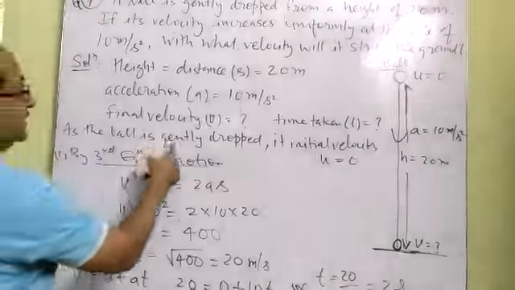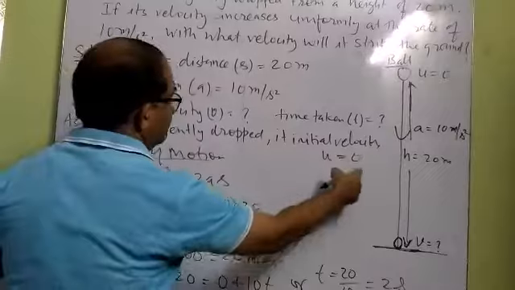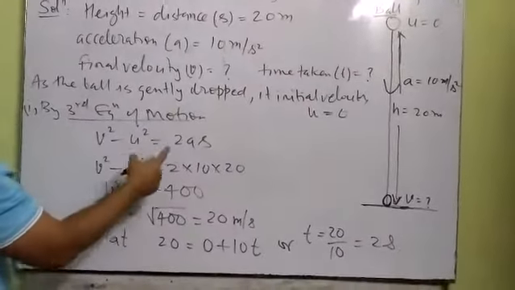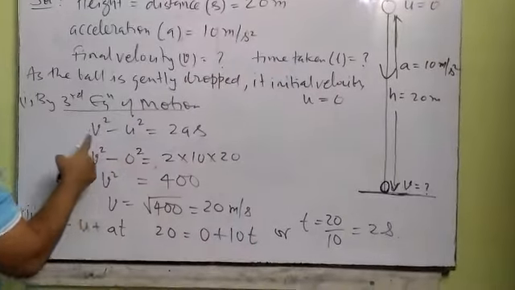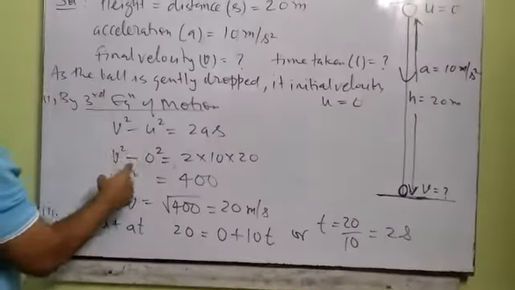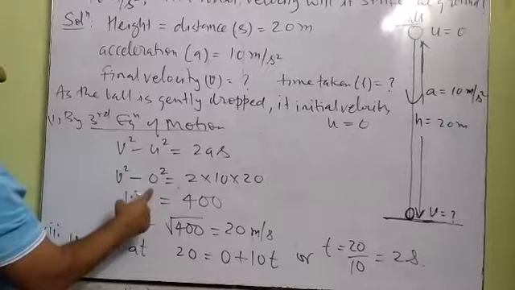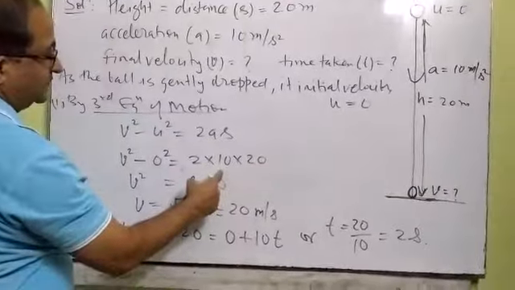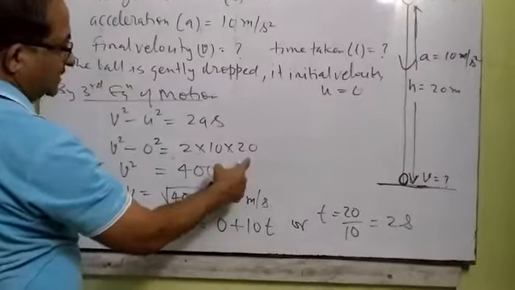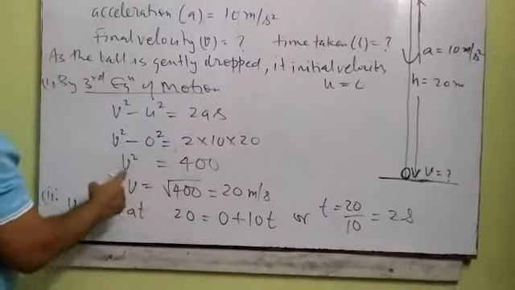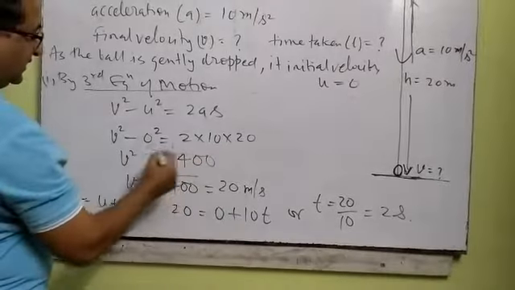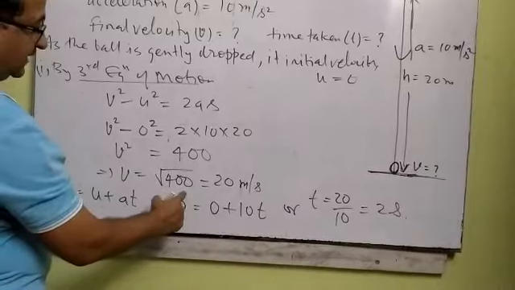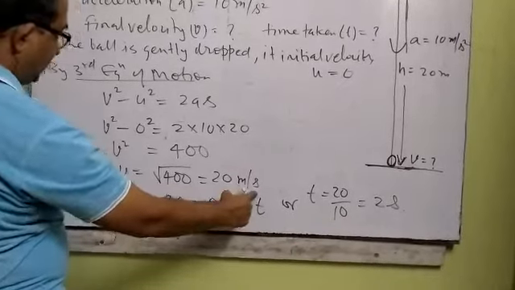As the ball is gently dropped, its initial velocity u is 0. By the third equation of motion, v squared minus u squared equals 2as. So v squared minus 0 squared is equal to 2 times the acceleration, which is plus 10, and s is 20. So v squared is equal to 400. It implies v is equal to the square root of 400, which is equal to 20 meters per second.